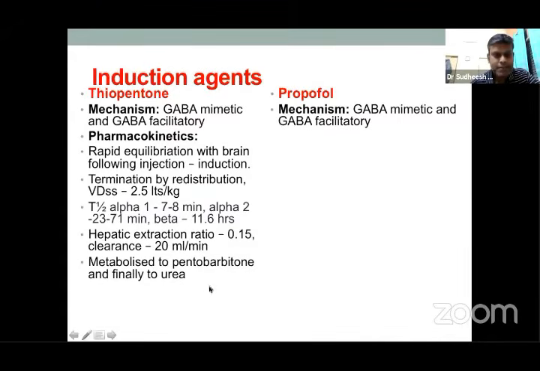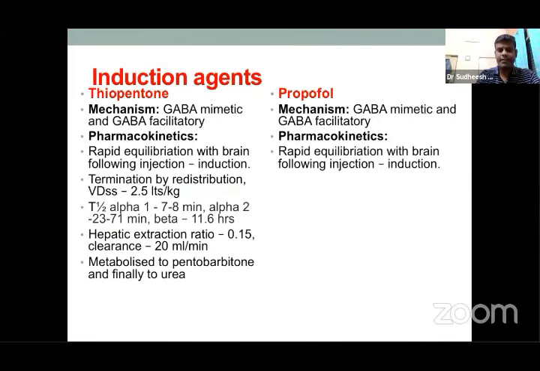So finally, it is metabolized to pentobarbital and finally to urea. This pentobarbital also has some sedative effect. So therefore, if you give prolonged infusion, it can also cause sedation. So coming to propofol, again, it's GABA facilitatory action, and pharmacokinetics, basically once you give it IV, it rapidly equilibrates with the brain and causes induction of anesthesia.